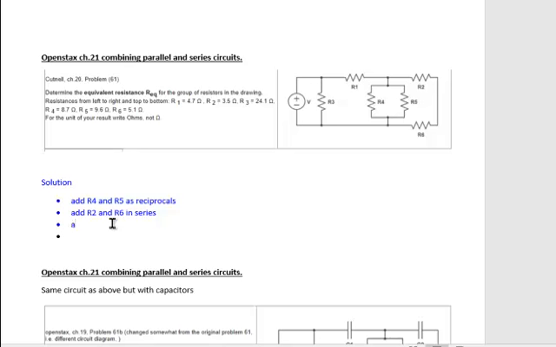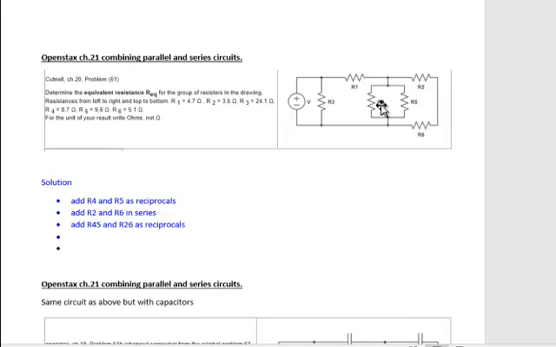So add R4 and 5, after we had combined them already, and R26 as reciprocals. There we go. By the way, if I had been a little smarter, I could have just said, okay, R2 and R6 are in series, and then all three of them are actually in parallel, R4, R5, and the combination back here. But either way works.